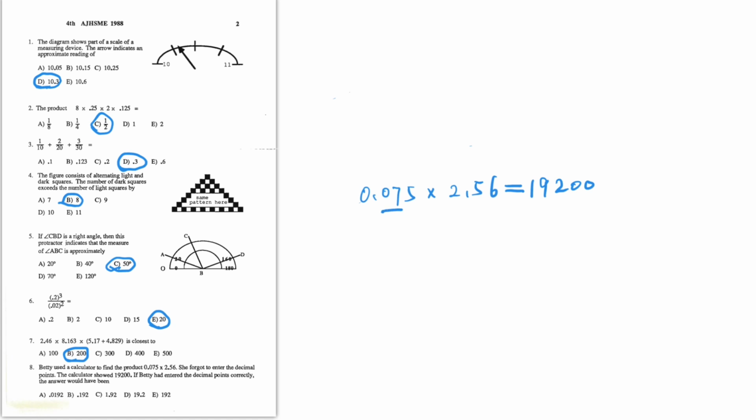First, the number has 3 digits to the right of the decimal point. The second number has 2 digits to the right of the decimal point. Together, the answer should have 5 digits to the right of the decimal point. So 1, 2, 3, 4, 5. We'll put the decimal point here. So the answer is 0.192. Therefore, the answer is B.